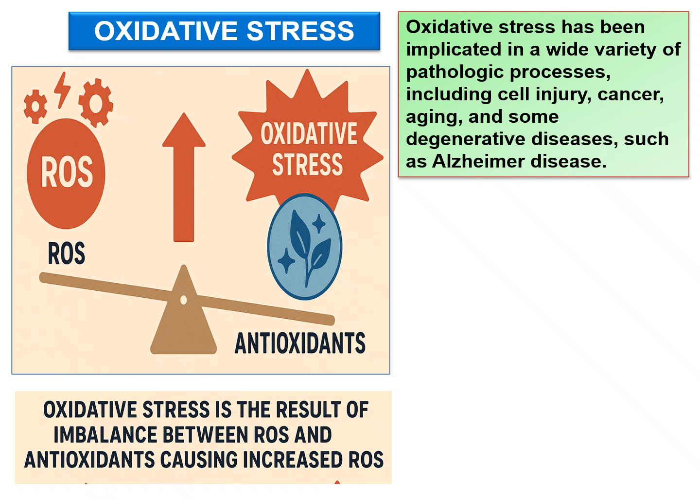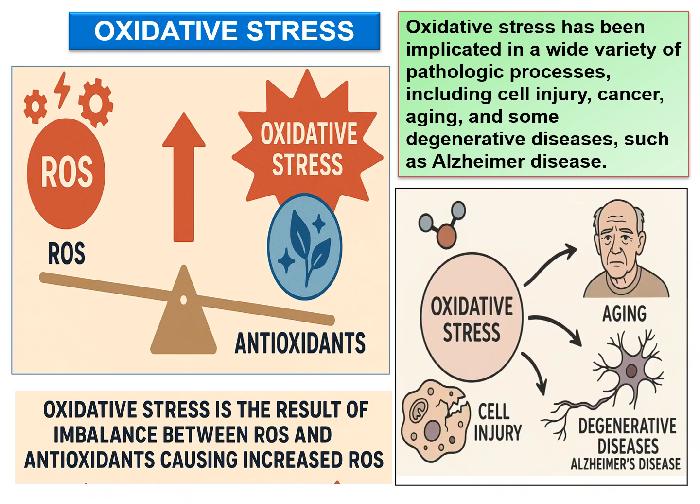So oxidative stress has been implicated in a wide variety of pathological processes, including cell injury, cancer, aging, and some degenerative diseases such as Alzheimer's disease. This you can see in this diagram. So oxidative stress causing aging, degenerative diseases like Alzheimer's disease, and cell injury.